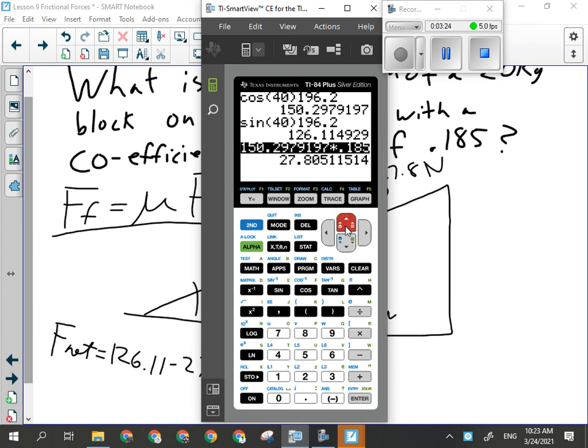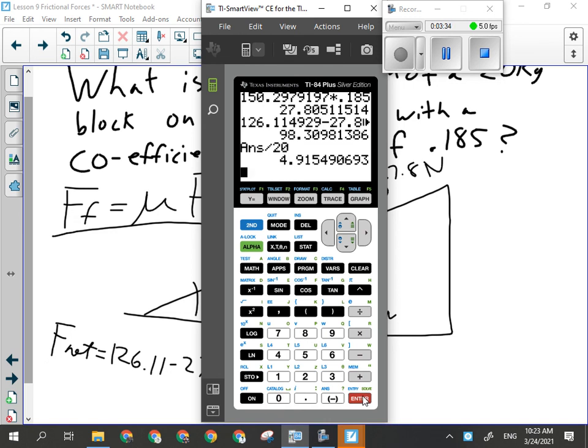So that one minus that one. There's my net force, 98 newtons, and if I divide that by my mass, I've got my acceleration. So my acceleration there is going to be 4.9 meters per second squared down the ramp.